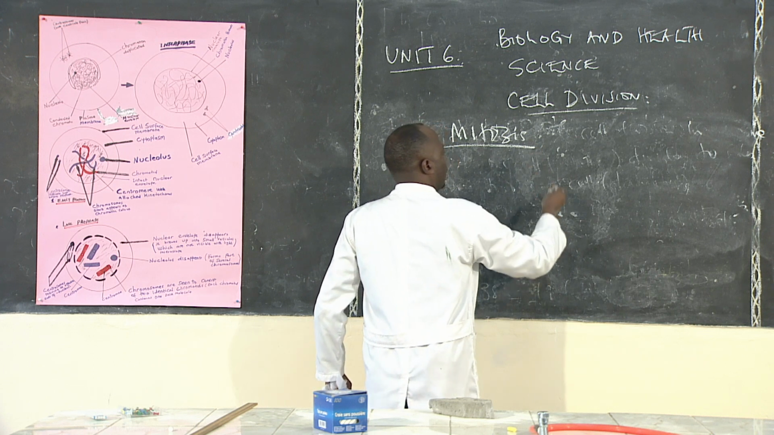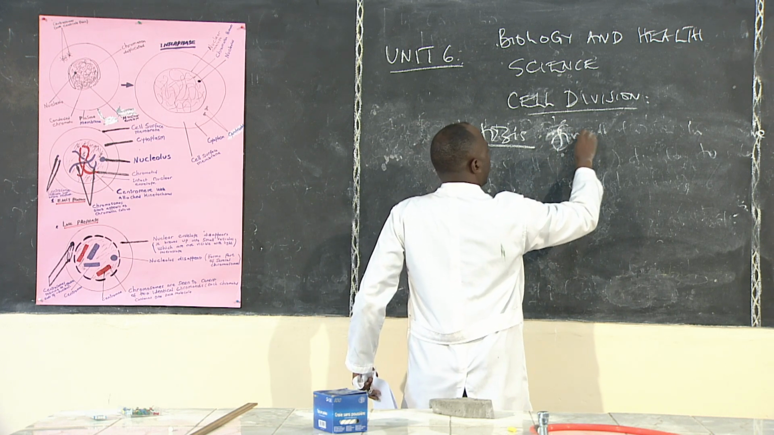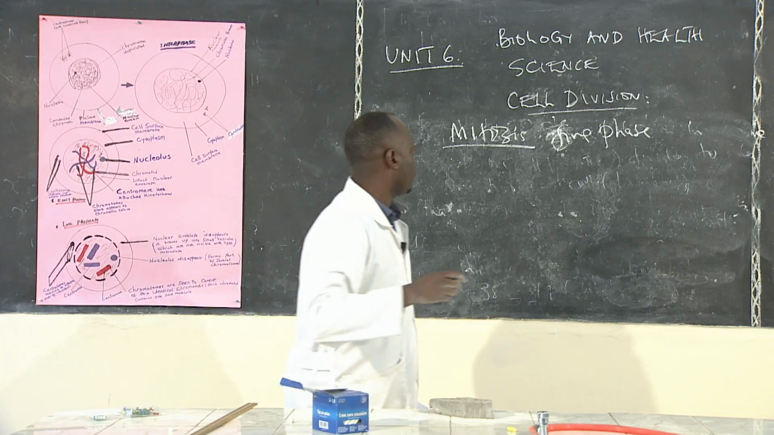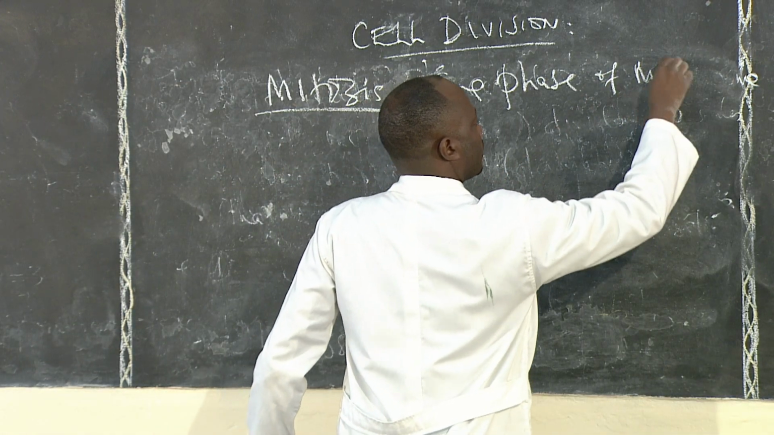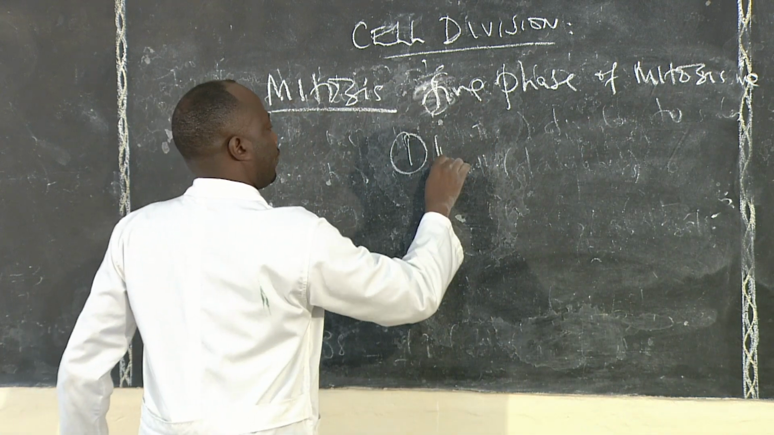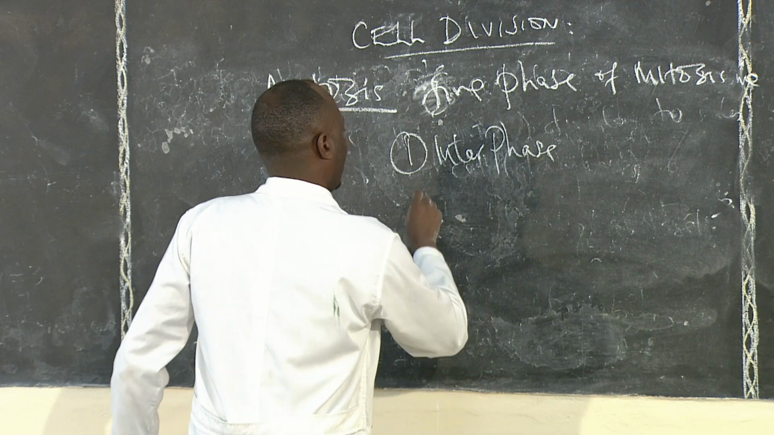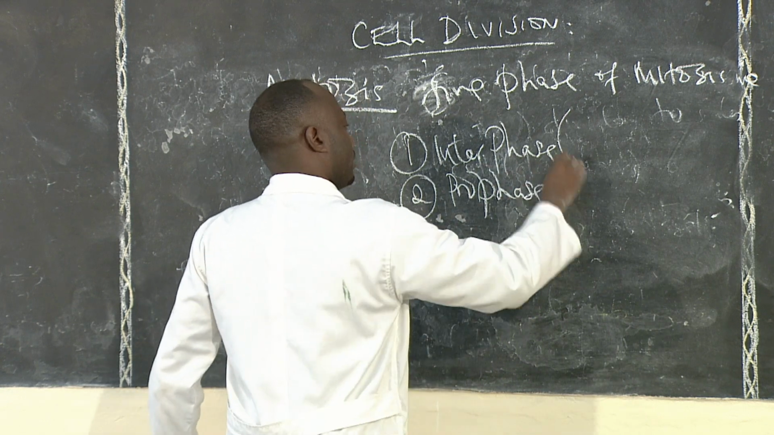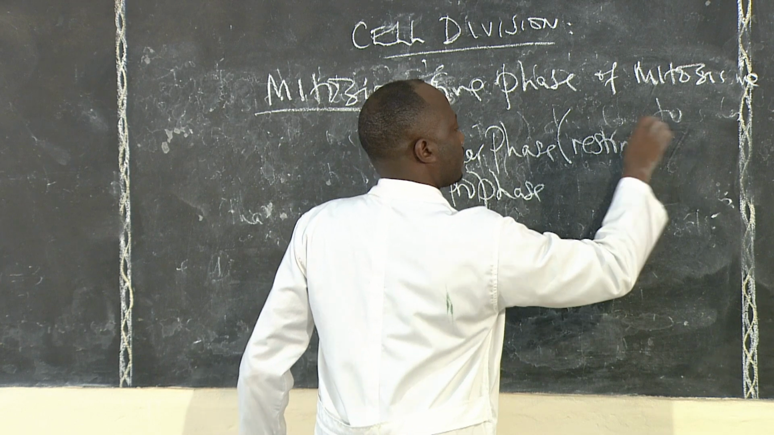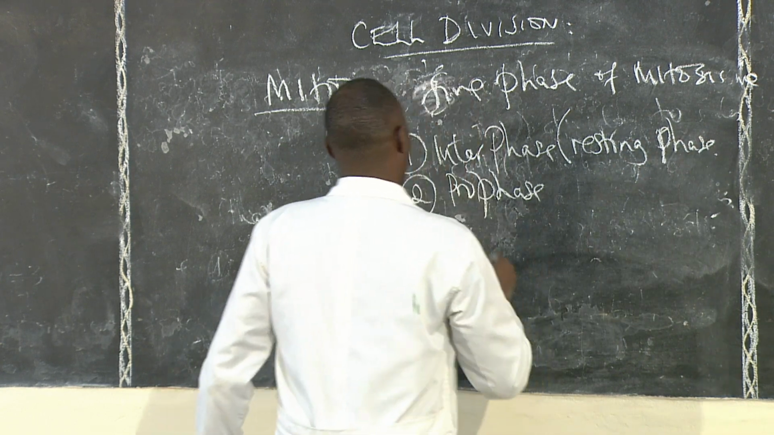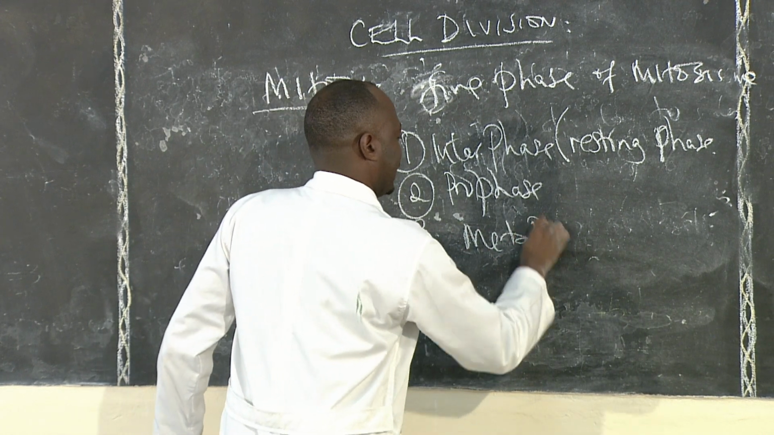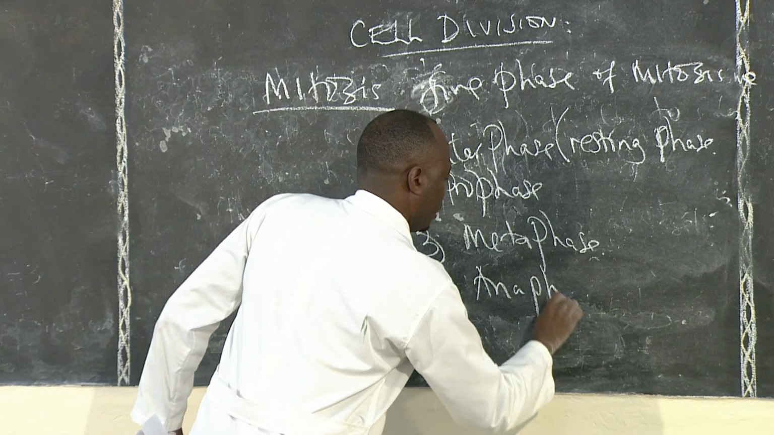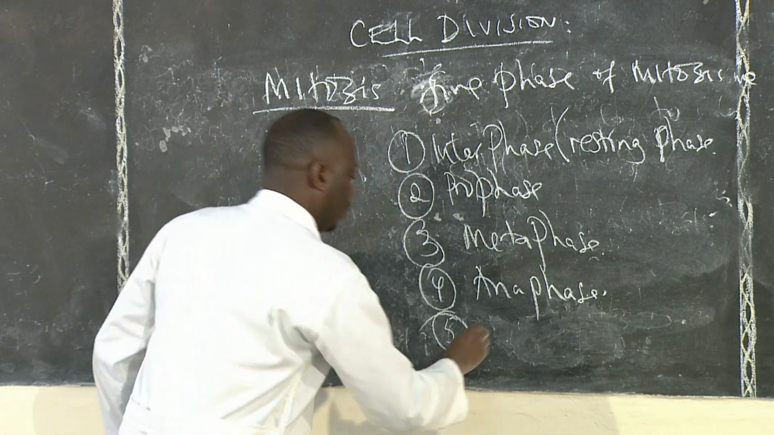We have 5 phases of cell division, of mitosis. One is called the interphase stage. Number 2 is called the prophase stage. Sometimes the interphase stage is referred to as the resting phase. We have 3, called the metaphase stage. We have 4, called the anaphase stage. The last, which is 5, is called the telophase stage.